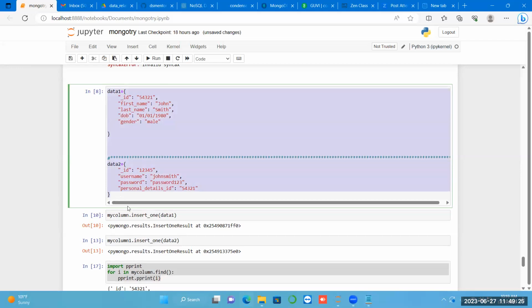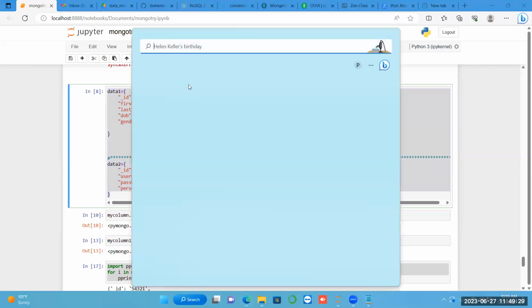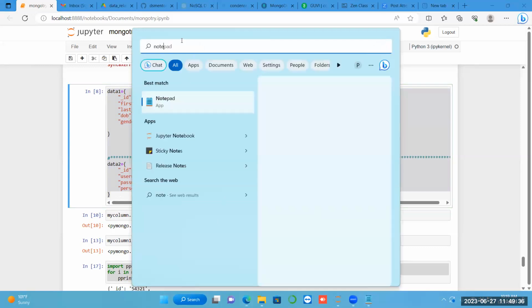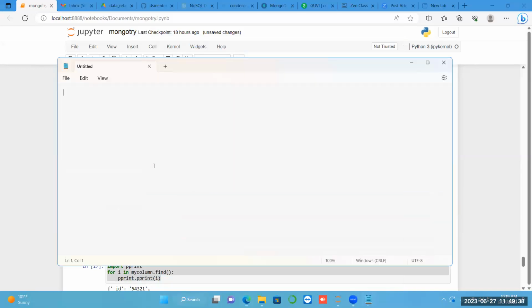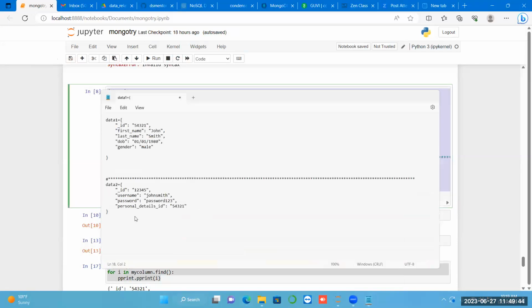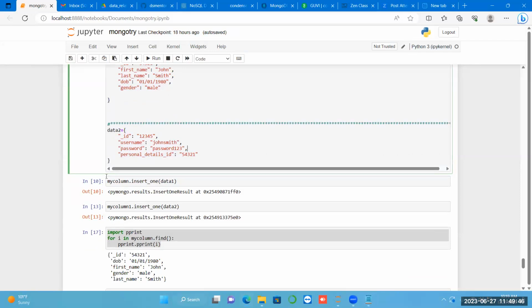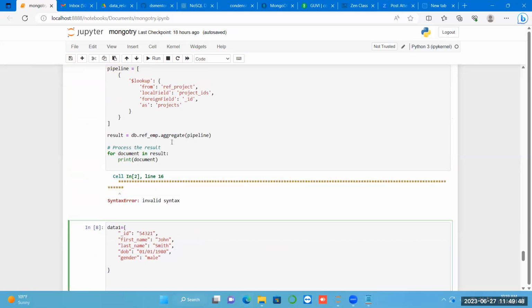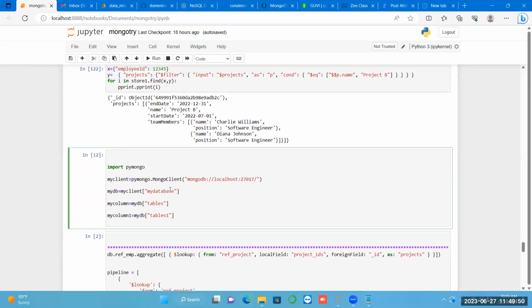Or what I'll do, I'll create fresh new notes for you on this topic. Create a text pad, notepad, and paste these things. Above this also you have given the name, right? That part also. Go up, go up. This part.